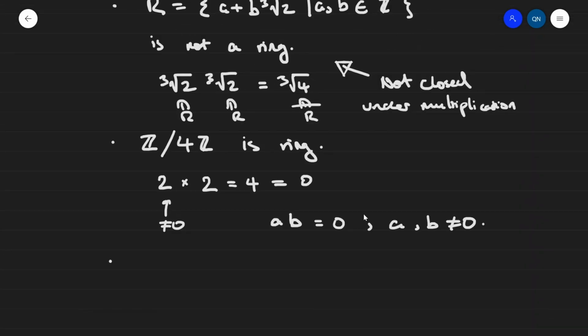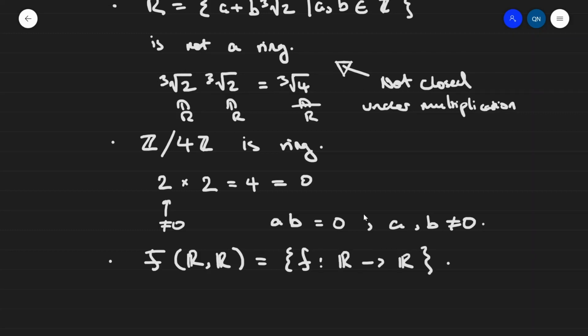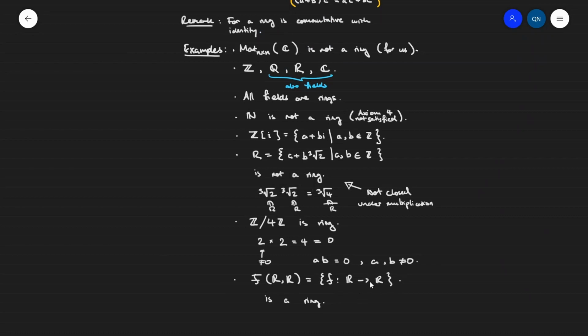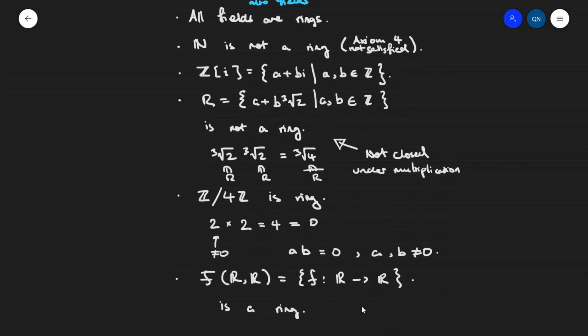And the final example is the set of functions from the real numbers to the real numbers. So this is the set of all functions f which take you from R to R. There's no condition on the function being continuous or anything, just any function will do. This is also a ring because addition is commutative, associative, there's a neutral element, which is just the 0 function, and there's also the inverse as well, just take the negative of that function.